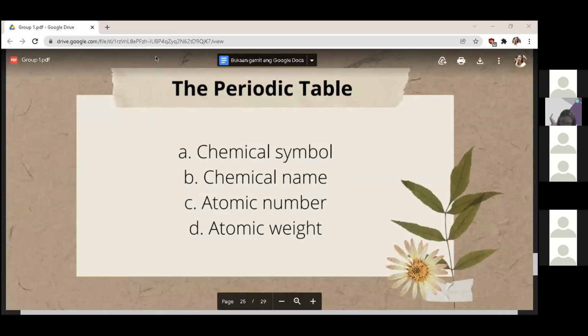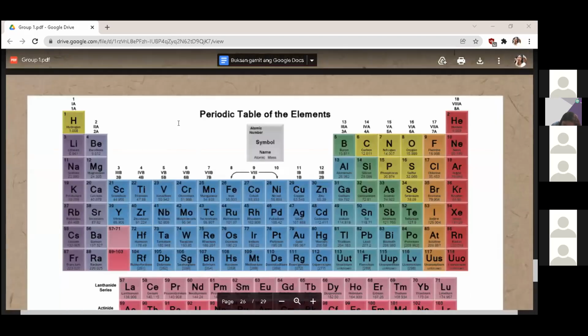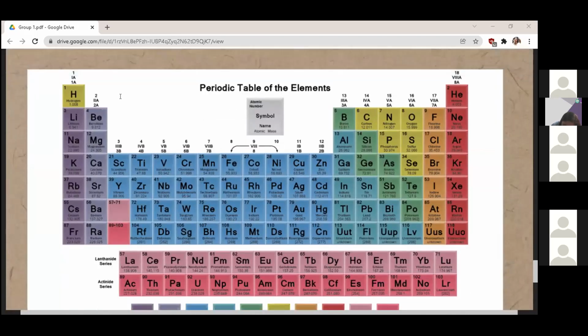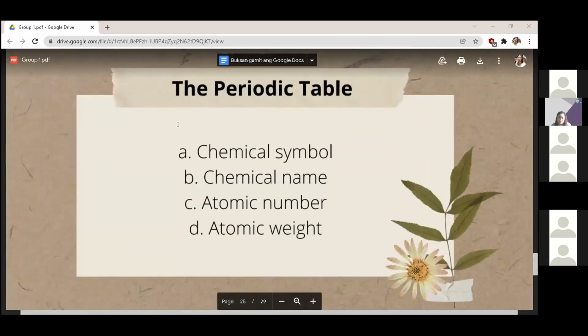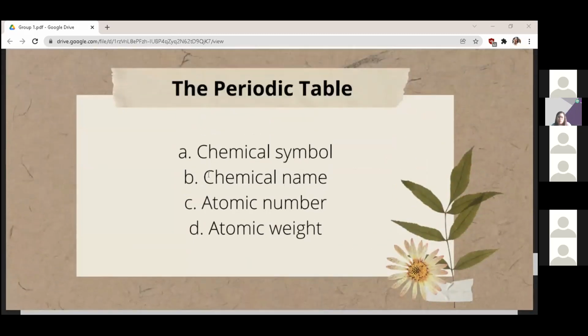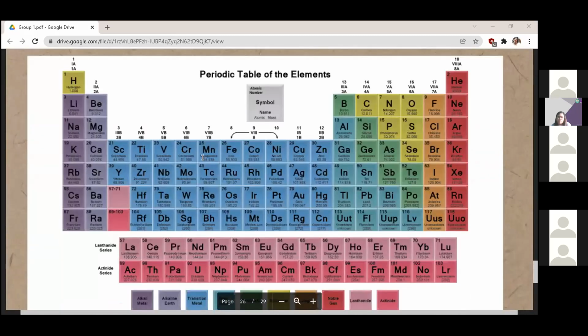So, the periodic table. This is the periodic table of elements, and we are tasked to have the chemical symbol, chemical name, atomic number, and atomic weight.